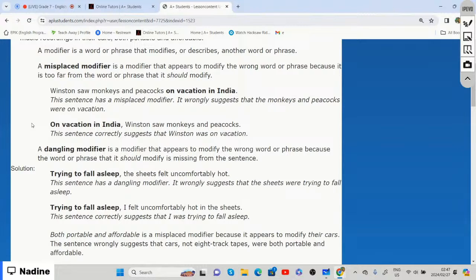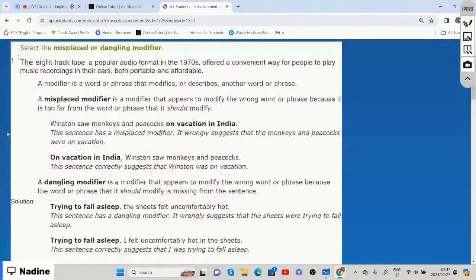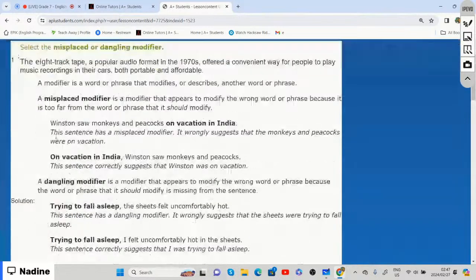All right. So basically, we have our misplaced as well as dangling modifiers, right? And yes, it is our first time that we went over dangling as well as misplaced modifiers. I think in our next lesson, we are going to go over dangling and misplaced modifiers again, right? And then we will basically continue the lesson on it.